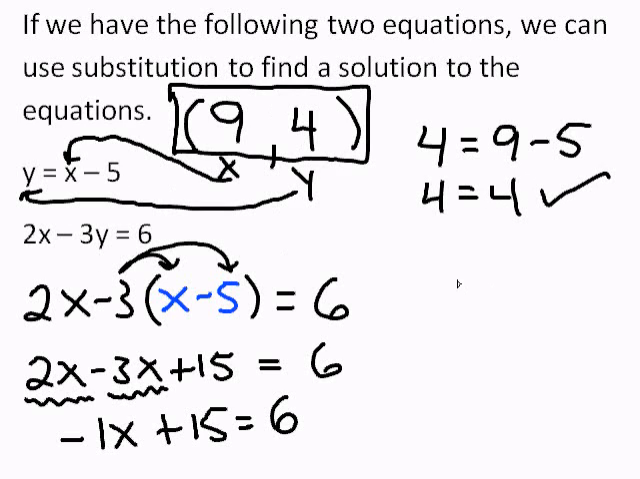We'll now check it into the second equation. 2 times the x value, which is 9, minus 3 times the y value, which is 4, better be equal to 6.